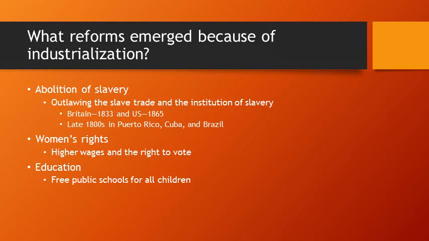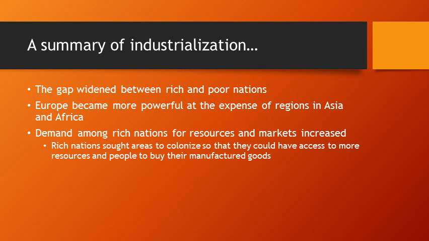Women's rights, the work for higher wages for women. On average, at the beginning of the Industrial Revolution, women only earned about a third of what men earned, and also working to get the right to vote for women. And finally, reforms in education, where free public schools could be offered to all children.